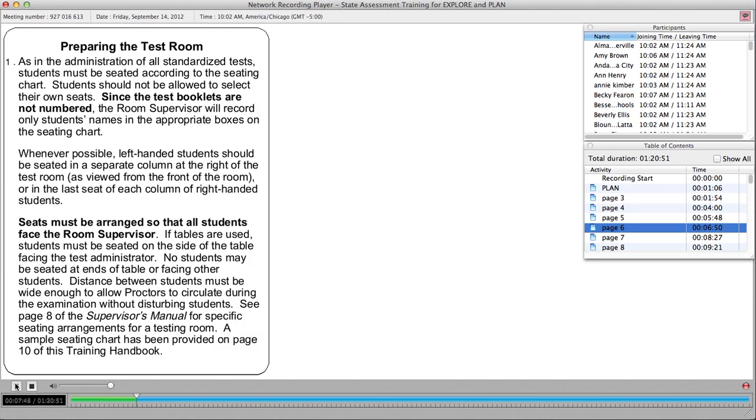If tables are used, students must be seated on the side of the table facing the test administrator. There cannot be any students placed at the ends of the table facing each other. So when you use tables, generally the most students you can get at a table will be 2. And if you look at your supervisor's manual when you get it, page 8 of the supervisor's manual gives specific seating arrangements for a testing room. And we have provided a sample seating chart for you on page 10 of this training handbook.